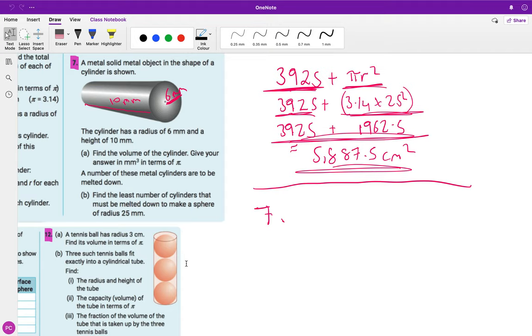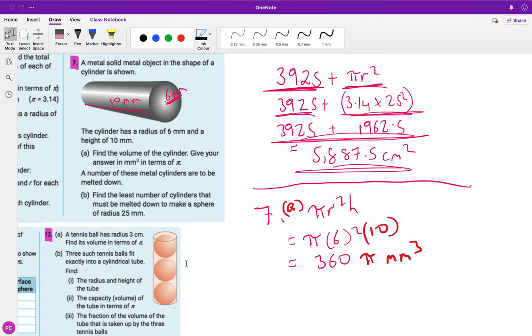Okay, so the formula for the volume of a cylinder is pi r squared h. So I'm going to sub into that, leaving the pi in terms of pi. Our radius is 6 squared by the height, which is 10. So our volume is going to be 360 pi millimeters cubed, because we're dealing in volume. That's part A.